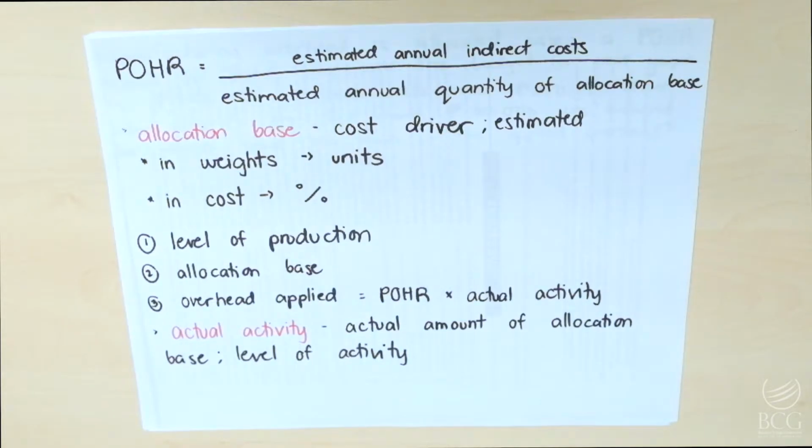If the allocation base is in weights such as pounds or kilos, then the POHR will be in units. If the allocation base is a cost like in dollars or in pesos, then the POHR will be a percentage. So you need to estimate the level of production, the allocation base, and then you will arrive at your overhead applied, which is the POHR multiplied by the actual activity, which is the actual amount of your allocation base that you incurred.